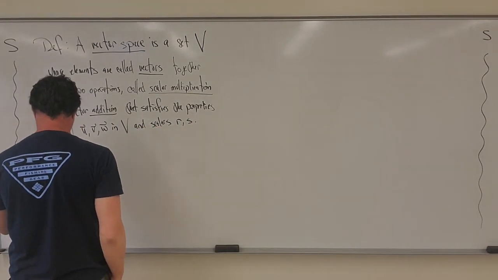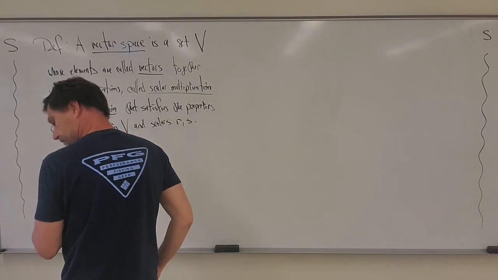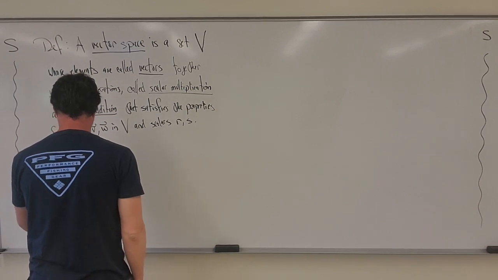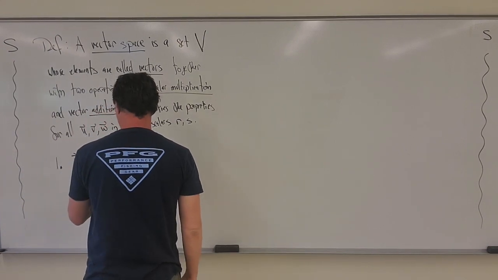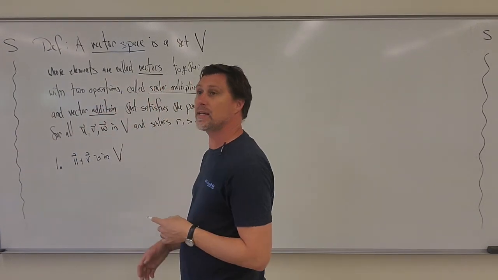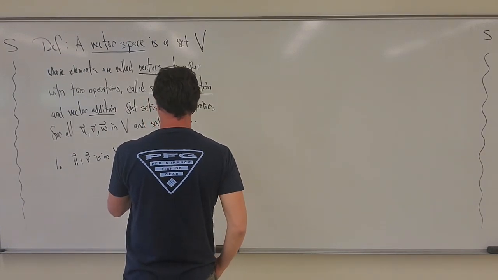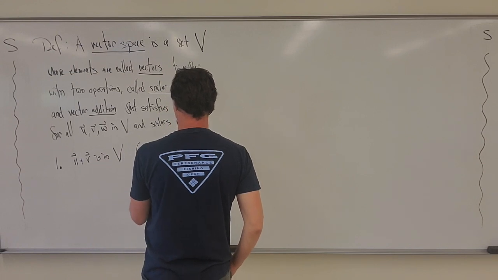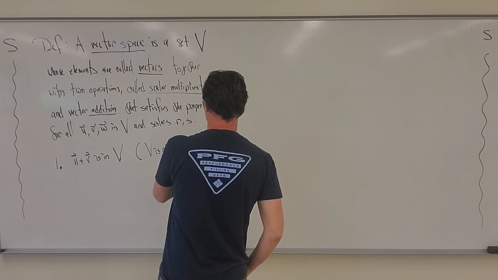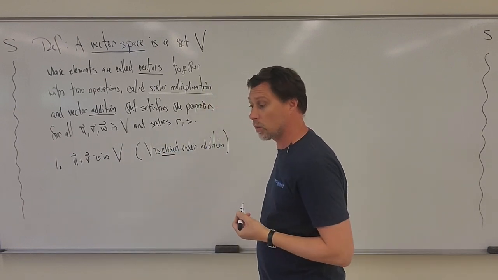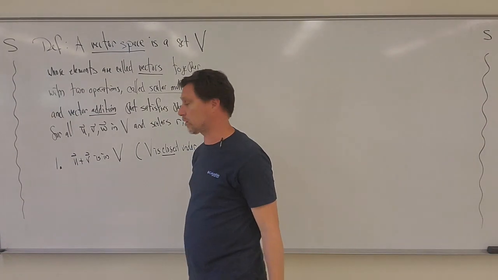So this definition is kind of long-winded. The first property, u plus v is in capital V. So if you take two vectors and add them together, you get another vector. What we say is that V is closed under addition. Right? So when we say it's closed, what we're saying is that when you perform the operation of addition on a couple of vectors, the result is another vector.